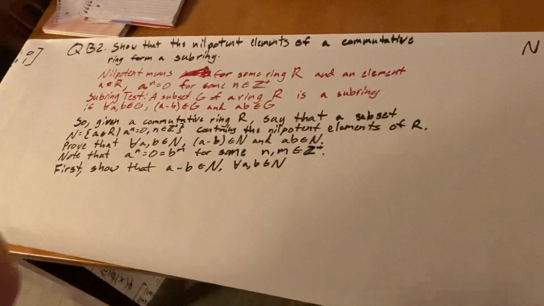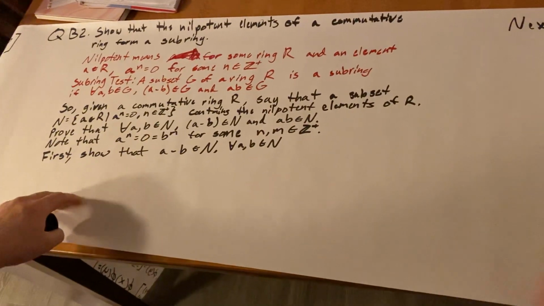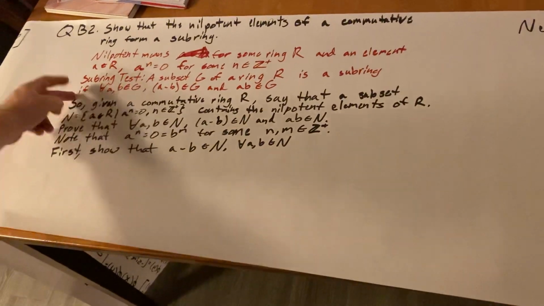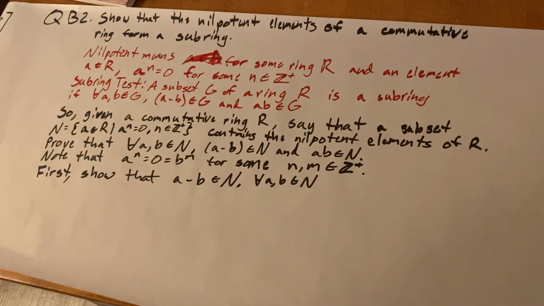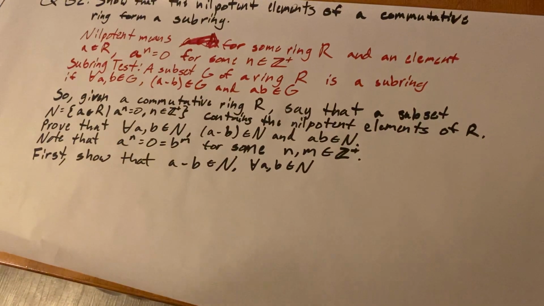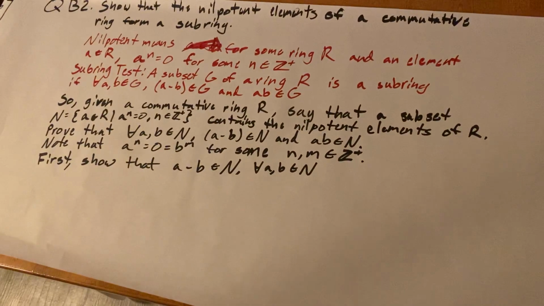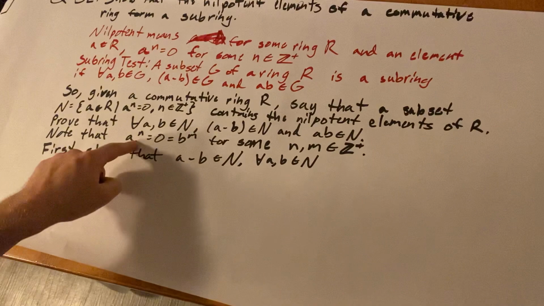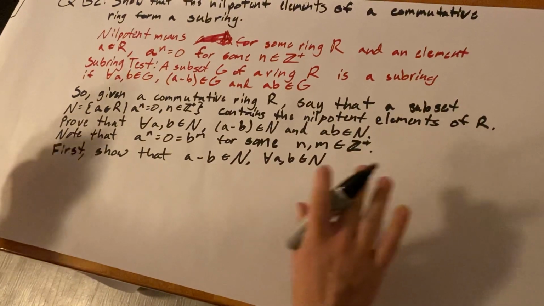So question 2: show that the nilpotent elements of a commutative ring form a subring. So here we have a few definitions of nilpotent and the subring test. Given a commutative ring R, say that the subset N contains all the nilpotent elements. Prove that for all a, b in N, a minus b and a times b are in N. We can note that a to the n equals 0 and b to the m is also equal to 0 for some n and m in Z plus.